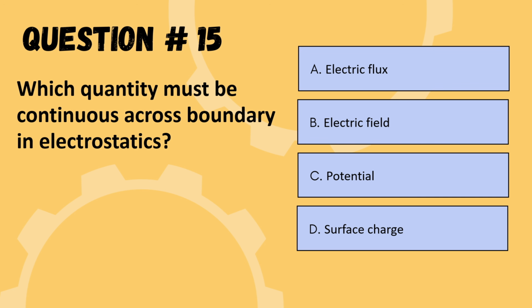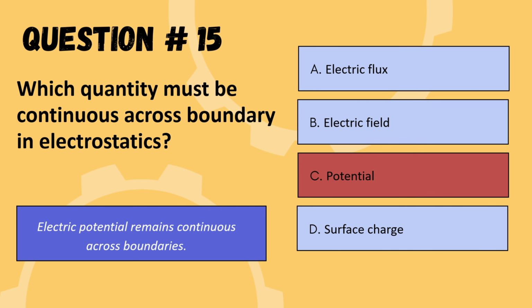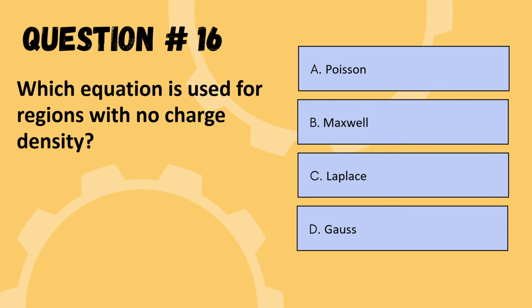Options are electric flux, electric field, potential or surface charge. So the correct option is option C, potential. So we are moving to the next question. Next question is, which equation is used for region with no charge density? Options are Poisson, Maxwell, Laplace or Gauss. So the correct option is option C, Laplace.